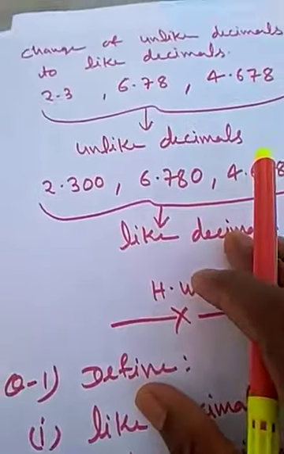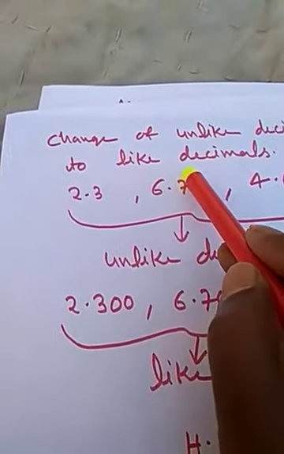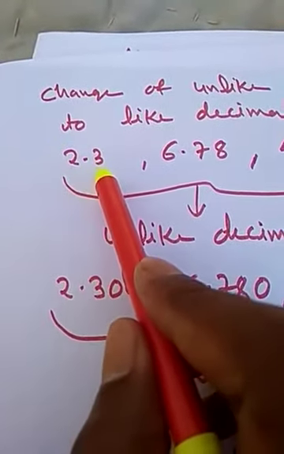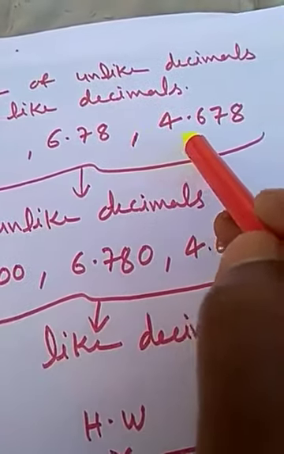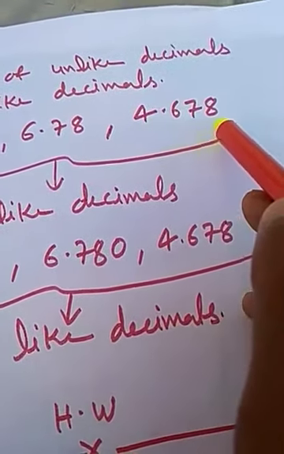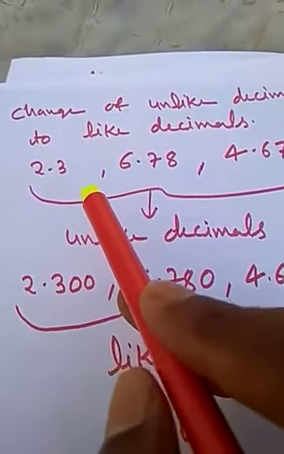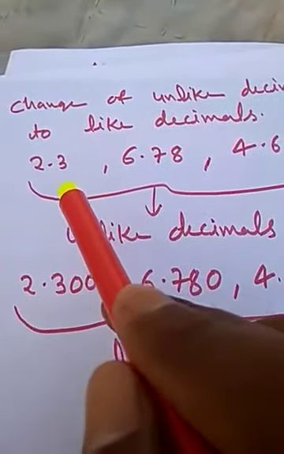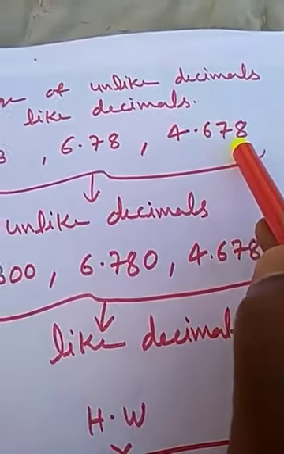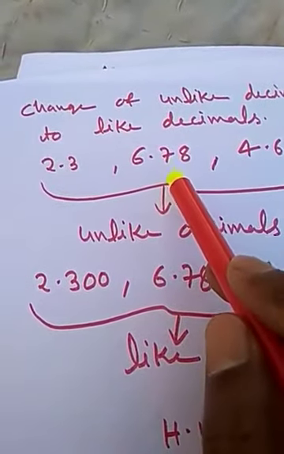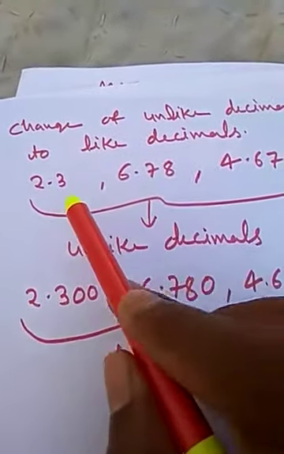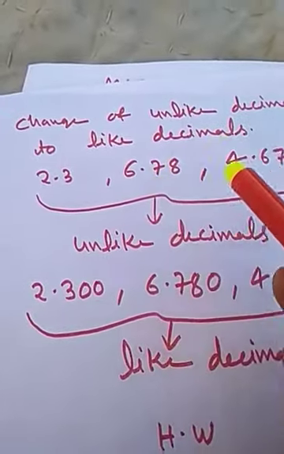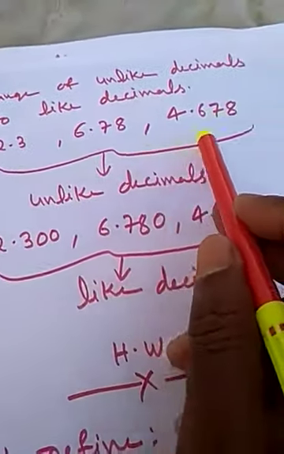Now how can you change unlike decimals to like decimals? Consider the example 2.3, 6.78, 4.678. There are three decimal numbers and all have different decimal places. Here we shall note the maximum decimal places in this group. Here it is 3. So we shall write all the other decimal numbers to three decimal places with the help of zeros on the right side. So here we change the unlike decimals into like decimals.